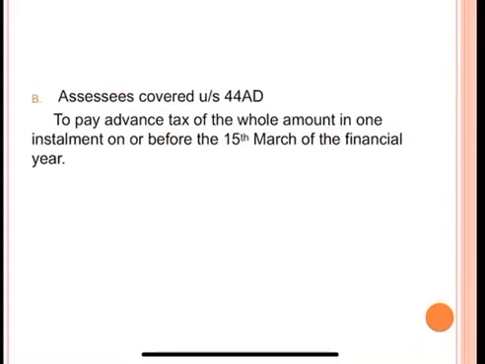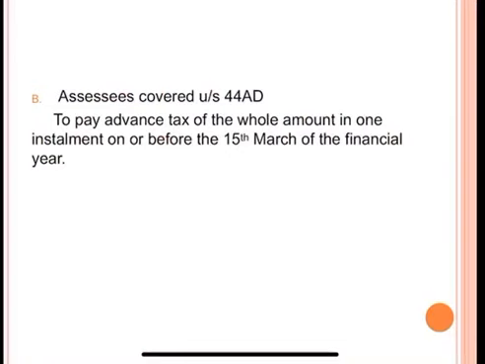Now, assessee covered under section 44AD. Actually, 44AD is a presumptive taxation scheme. So there are certain clauses for the assessees who have chosen this tax. For example, one clause is that gross receipts should not be more than 2 crore. There are many clauses. So if they have chosen this section 44AD, they will have to pay advance tax of the whole amount in one single installment on or before the 15th March of the financial year.